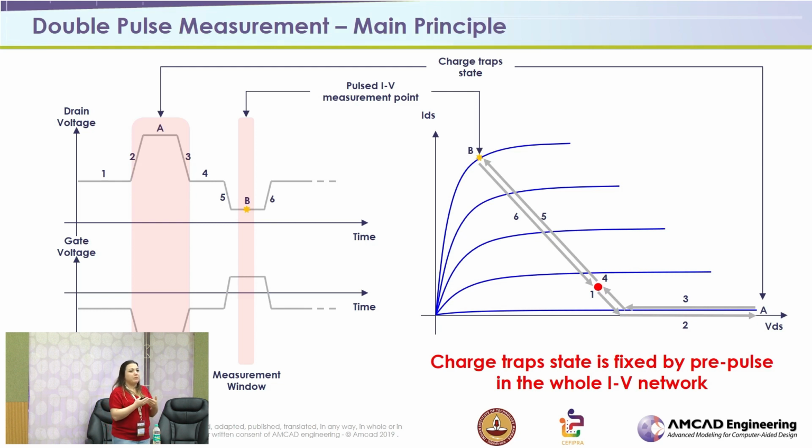So in this configuration, the charged trap state is fixed by the pre-DC pulse of the measurement. But we see, and this is the subject of this innovative measurement, that using this basic double pulse measurement we have a fixed charge state, but in a real excitation with an RF signal, this is not exactly the same excitation of traps.